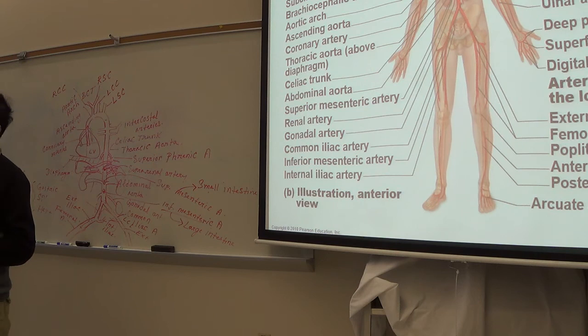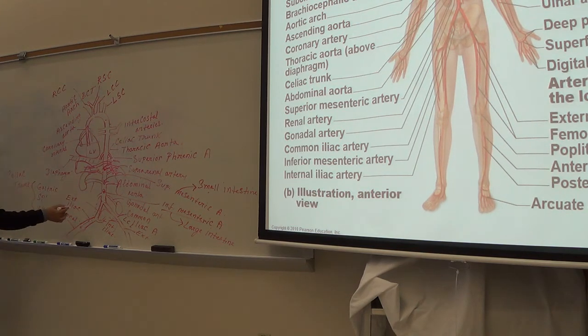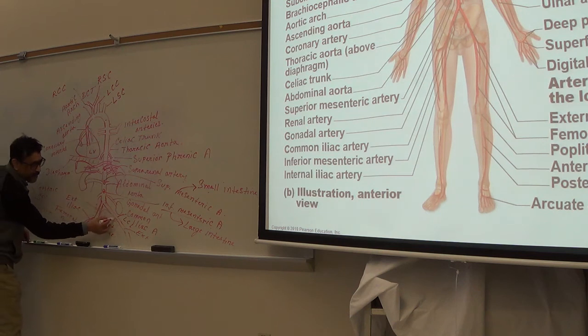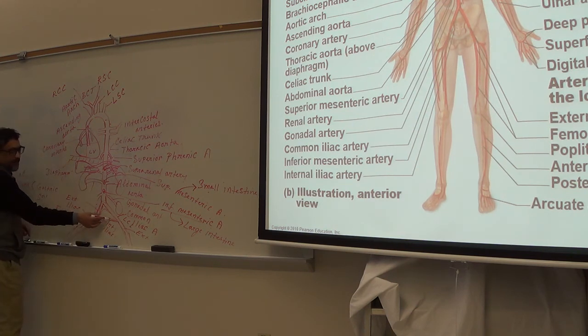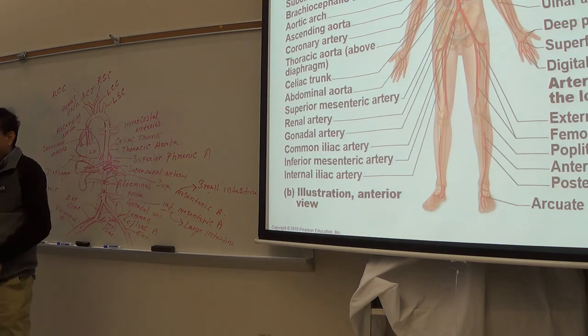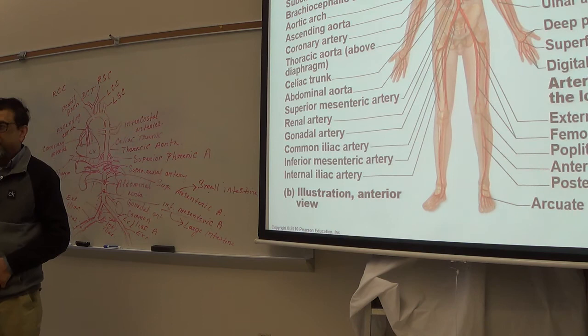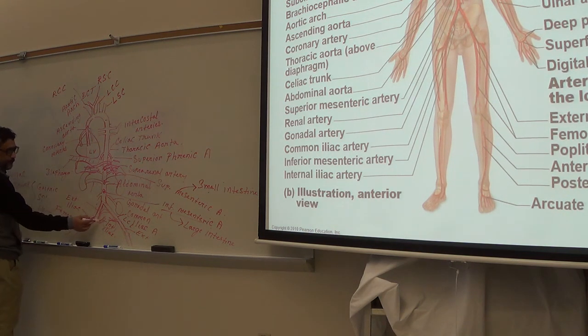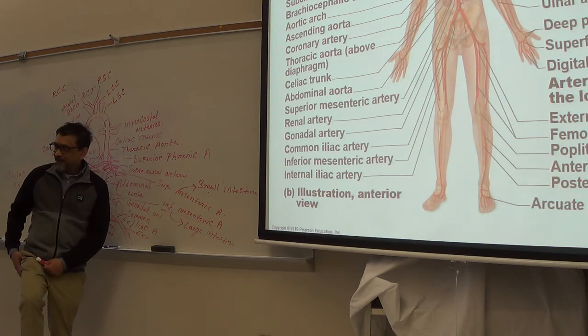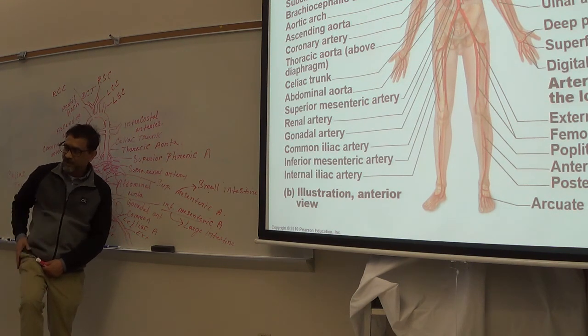And I told you that if you hear common, that means it will divide into two, external and internal. So this is the right common iliac, which divides into the right external iliac and right internal iliac. This is the left common iliac, so it divides into left internal iliac and left external iliac. Internal iliac is much smaller than external and it stays in which area? Pelvic area. It supplies blood to the pelvic organs, like the uterus or urinary bladder. External iliac goes to the leg, and its extension is the femoral artery. This area is called the femoral area, so when the artery passes through this area, that is called the femoral artery.